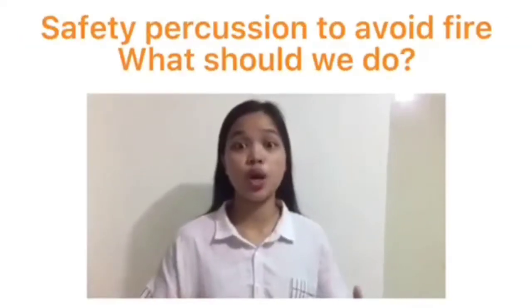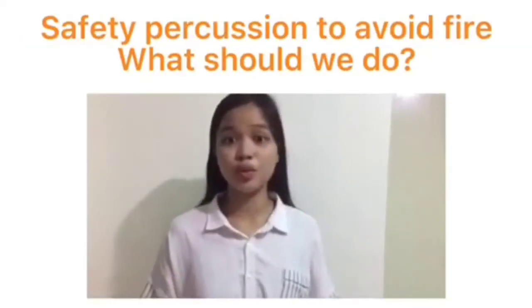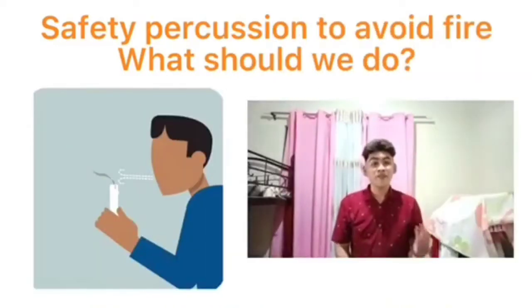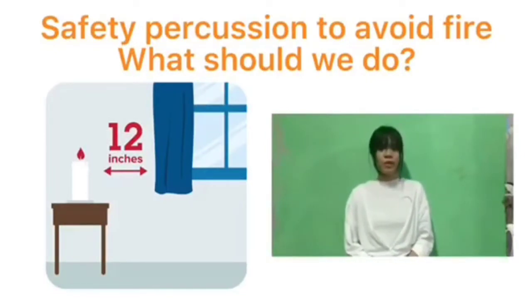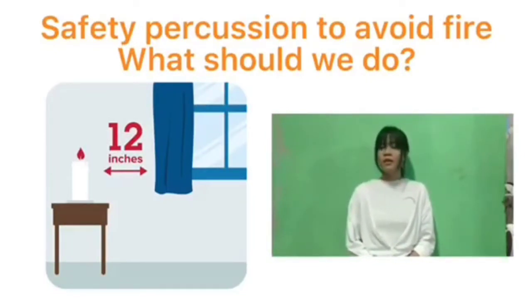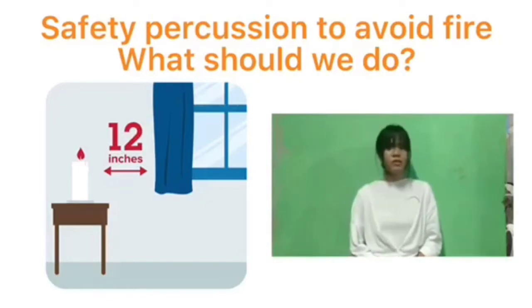Safety precautions to avoid fire. What should we do? Blow out candles before leaving the room. Keep candles at least 12 inches away from things that can burn easily, such as bedding, curtains, or clothing.